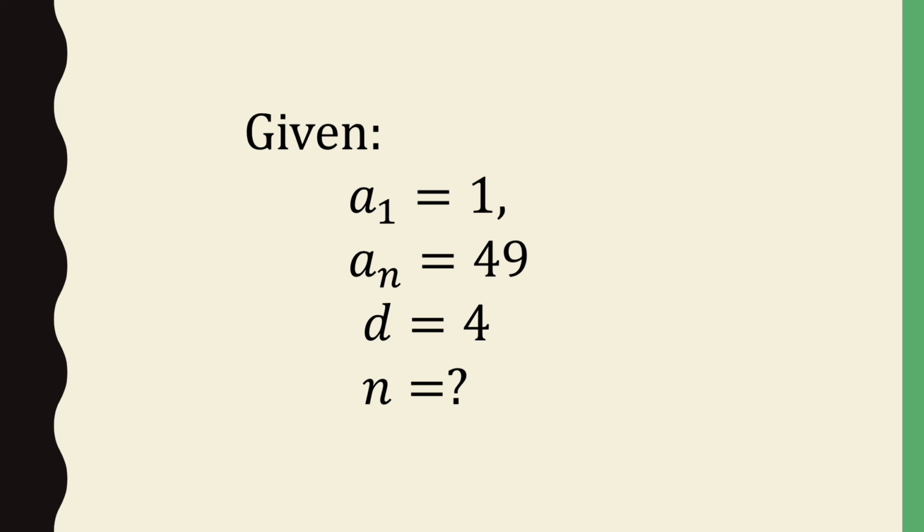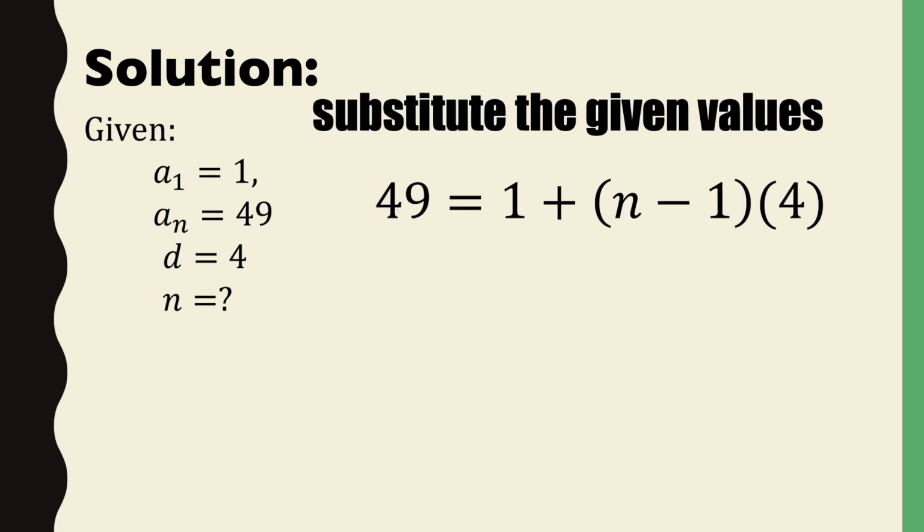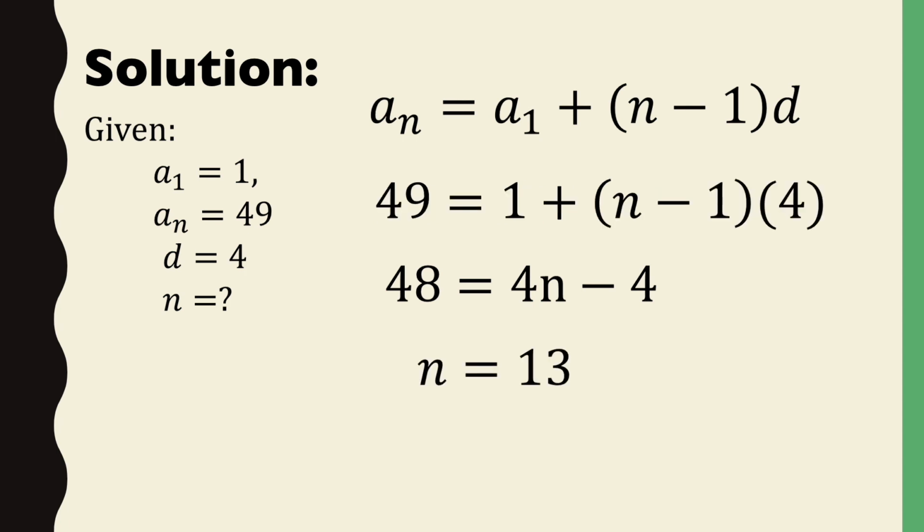For the solution, using this formula, a sub n is equal to a sub 1 plus n minus 1 times d. Substitute the given values. So we have 49 is equal to 1 plus n minus 1 times 4. Then simplify. 48 is equal to 4n minus 4. So n is equal to 13.